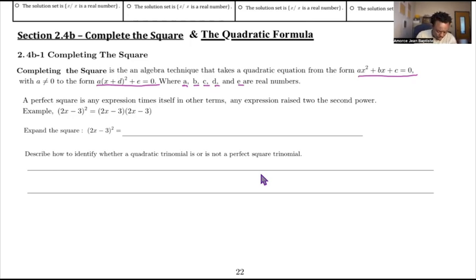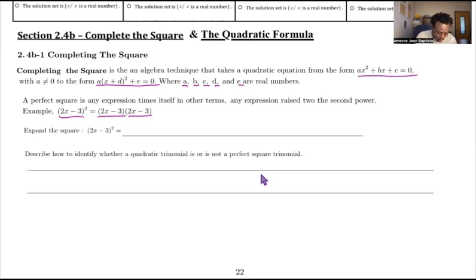To expand the square, we have 2x minus 3 to the second power. The one thing that you don't want to do is distribute the power over to both of them, because you should remember anything raised to the second power is the thing times itself. So 2x minus 3 to the second power is 2x minus 3 times 2x minus 3.